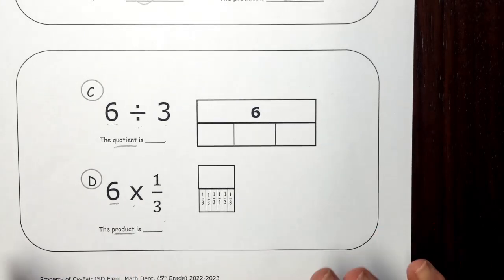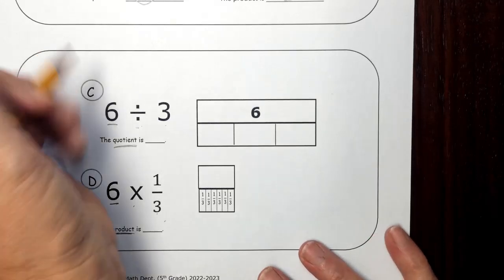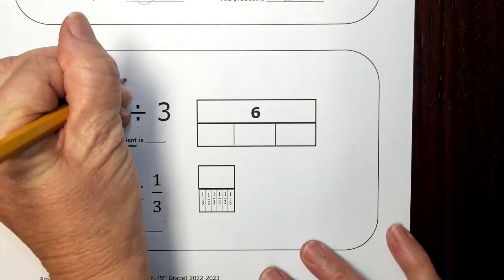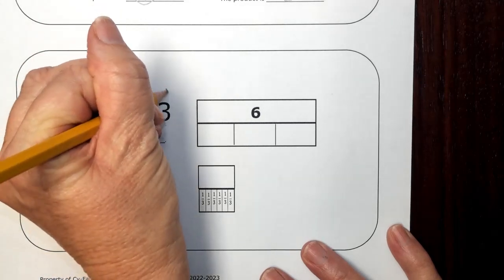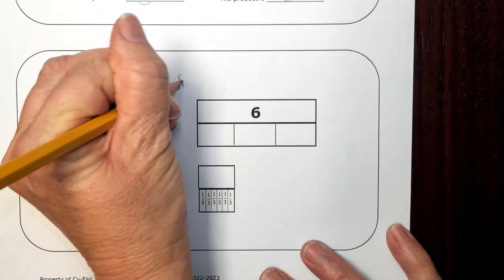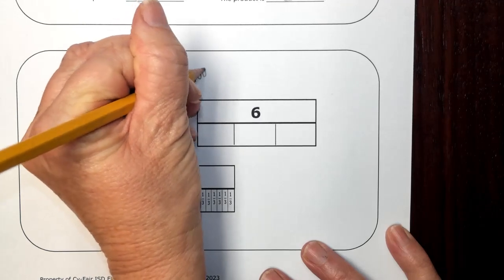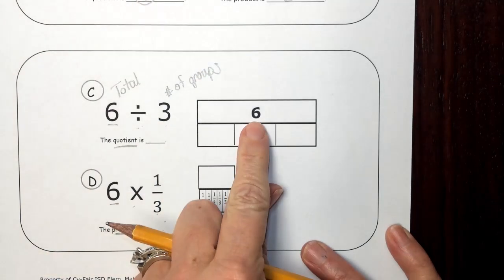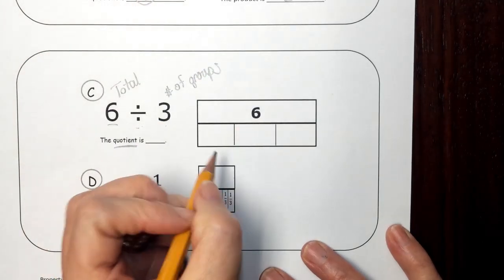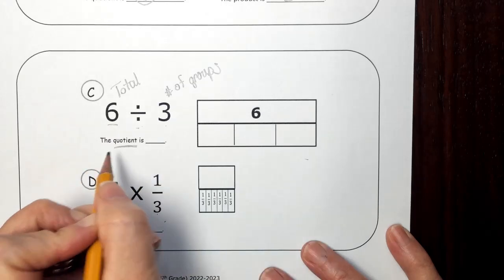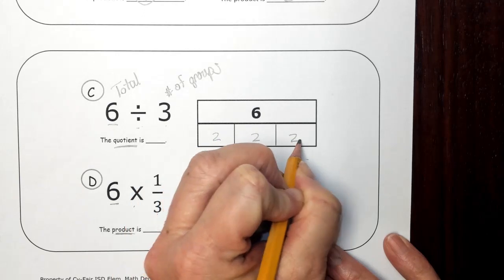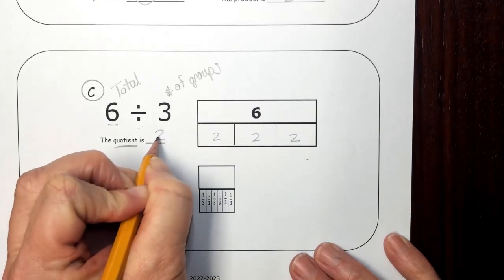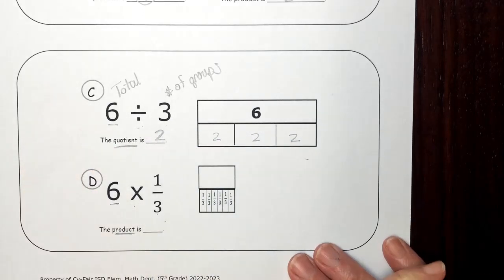So when I look at these, this is what I notice. I notice that this represents our total, and this represents the number of groups. And if we have our total and we put them into 3 equal groups, how many will we get in each group? We would get 2. 2 wholes. Would you agree with that?